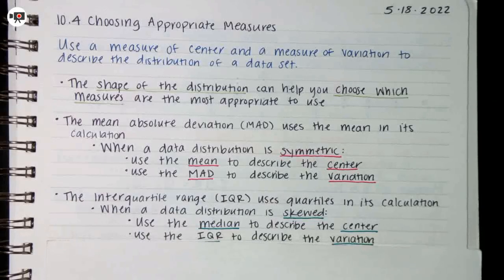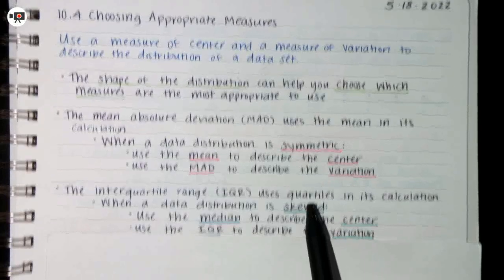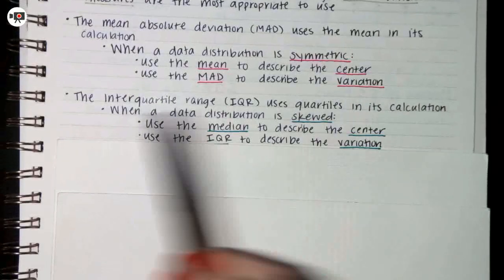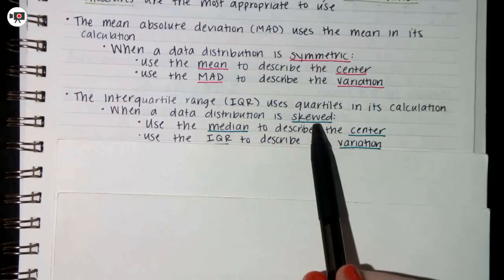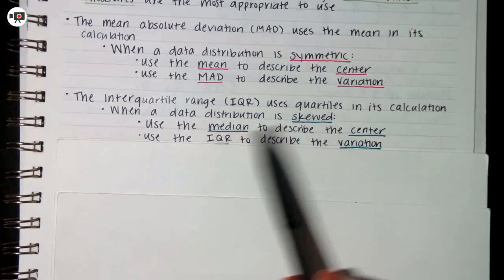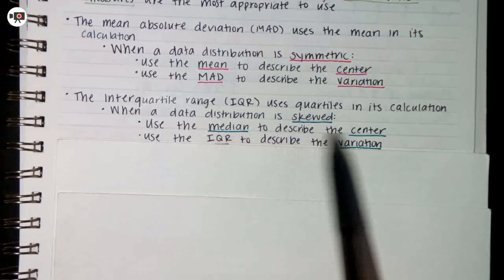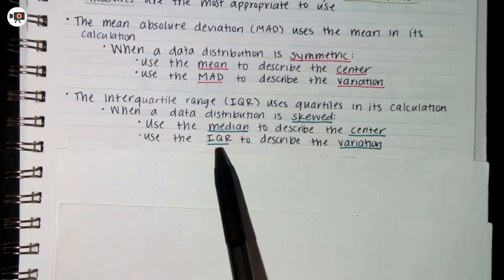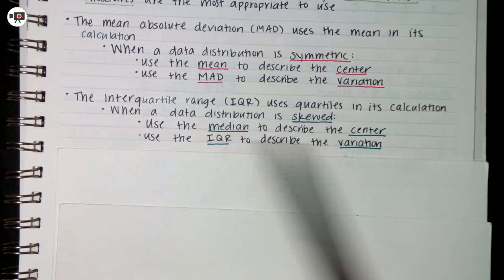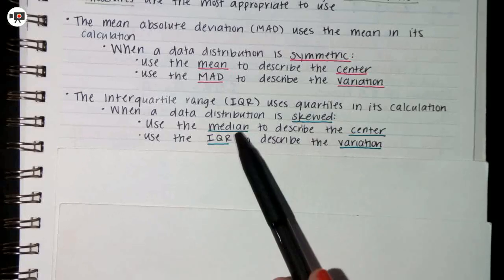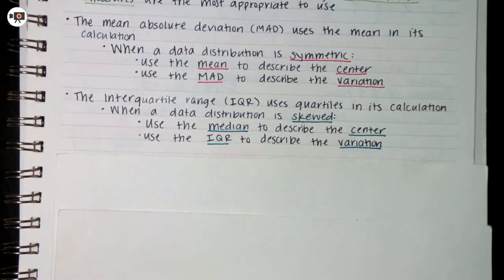The IQR uses quartiles in its calculation, and when a data distribution is skewed, that means the left side is taller than the right side. It's not symmetrical. We're going to use the median to describe the center and the IQR to describe variation. So the IQR tells me how it is spread out. The median tells me where the center is.